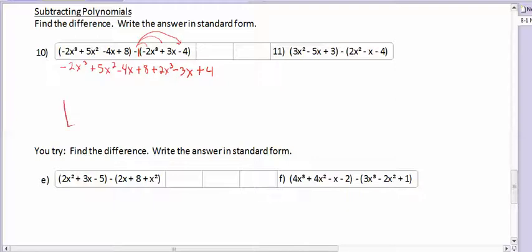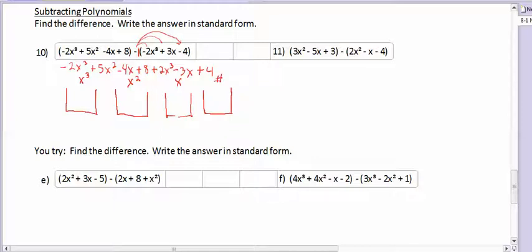So I'm going to make my bucket. I'm not going to make it too far down because I don't need to have room. Okay, so I'm going to make my bucket here. And my largest exponent is x to the third power, so that's my x to the third power bucket. Then I have x to the second power, and then I have an x bucket, and then I have a number bucket.